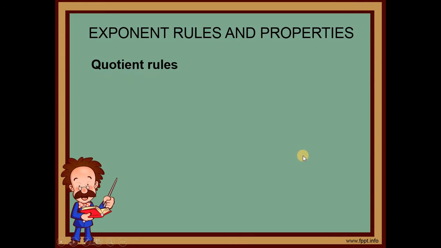Next, let's have the quotient rules. The first one, we have a raised to n all over a raised to m, and this equals to a raised to n minus m. Yung exponent na nasa taas minus yung exponent na nasa ibaba. Let's have an example. We have 2 raised to 5 all over 2 raised to 3, and this equals to 2 raised to 5 minus 3, or 2 raised to 2 or 2 squared, and this simply equals to 4.